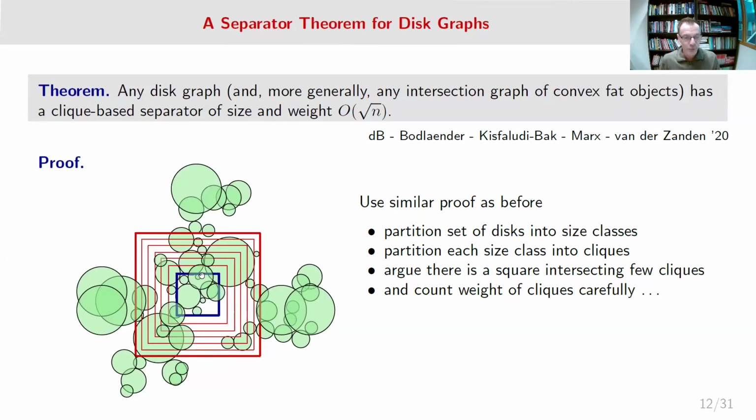Now it becomes more technical, and I'm not going to give the proof, but you distinguish different size classes. For each size class, you see how many points you need to stab them, and so on. And if you're very careful, you can argue that the same proof goes through. So with this, you get a separator consisting of square root of n cliques, and actually their total weight is even square root of n.